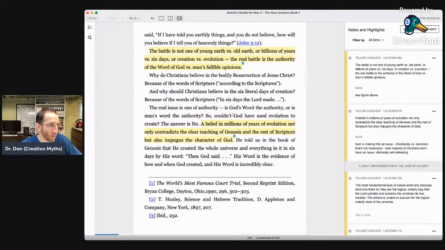So couldn't God have used evolution to create? The answer is no. A belief in millions of years of evolution not only contradicts the clear teachings of Genesis and the rest of Scripture, but also impugns the character of God. And this, I think, is really interesting, because what Ken Ham is doing here, whether he realizes it or not, is he's making his job a lot harder.